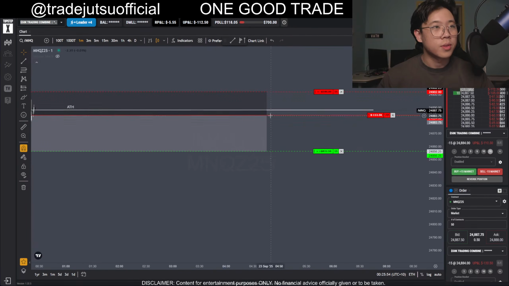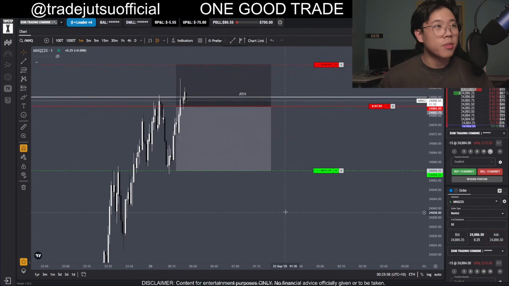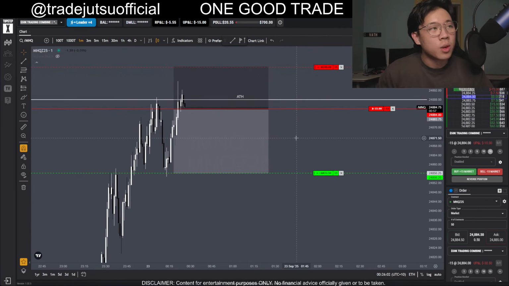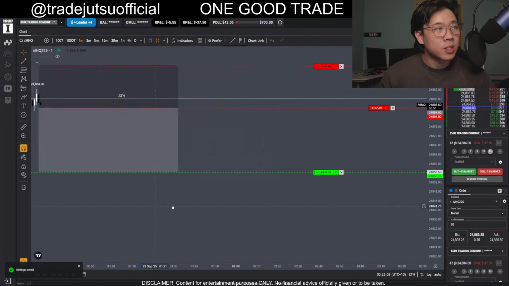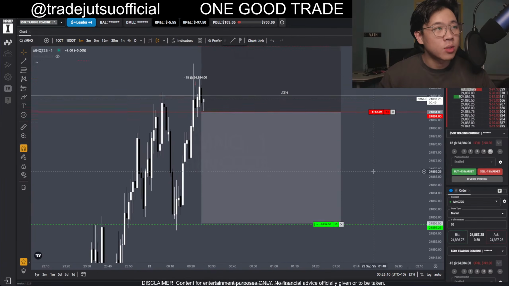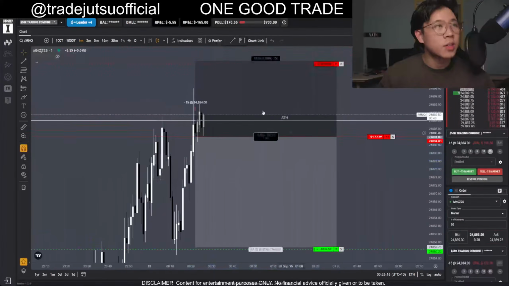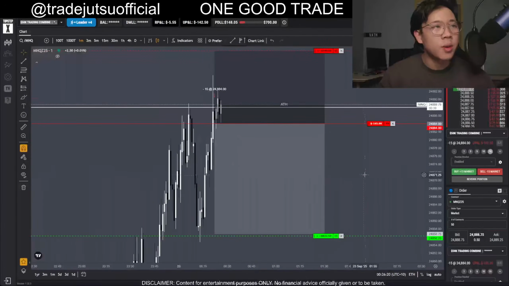Honestly, I might have jumped the gun a little bit too early. I didn't wait for the right side of the V, but that's all right. So let's have a look at my actual execution. I took 15 micros at this point here. There is the one entry. Stop loss, what are we looking at? 18 points. Okay, that's quite fair.